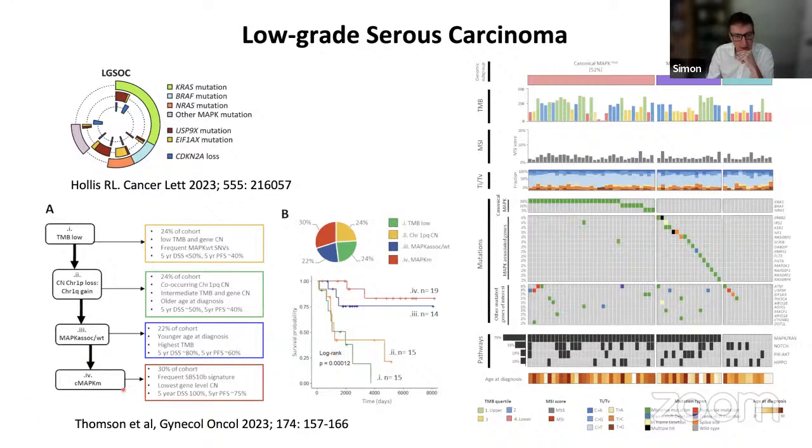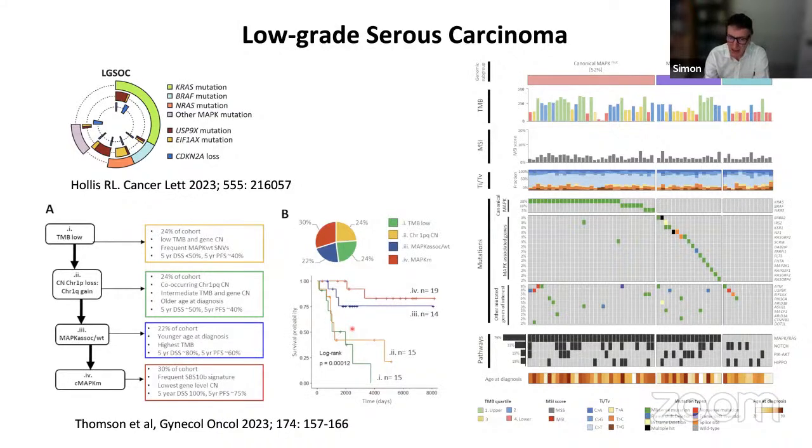So canonical MAP kinase mutations are associated with a good outcome, whereas if you have a tumor that shows chromosome 1p loss and 1q gain, then the outcome is worse, and we're currently interested in trying to work out why that might be. If you have other MAP kinase associated mutations or wild type for all of the MAP kinase associated genes, then again the outcome is worse than in the presence of canonical mutations. So we're beginning to tease out this entity into different types.